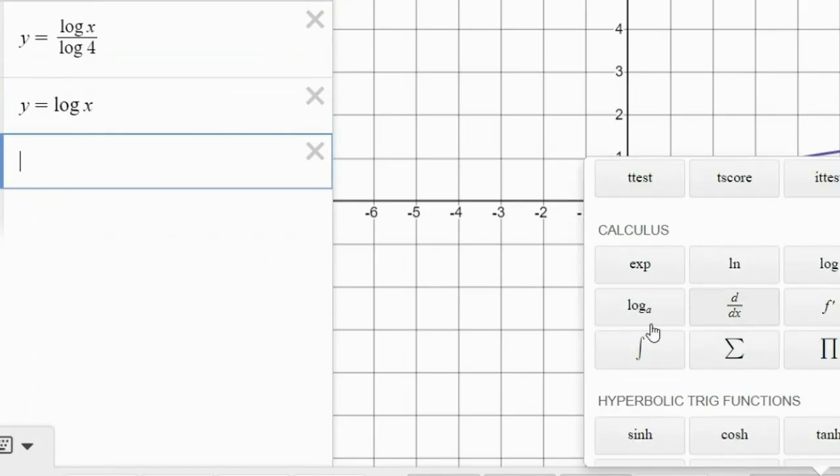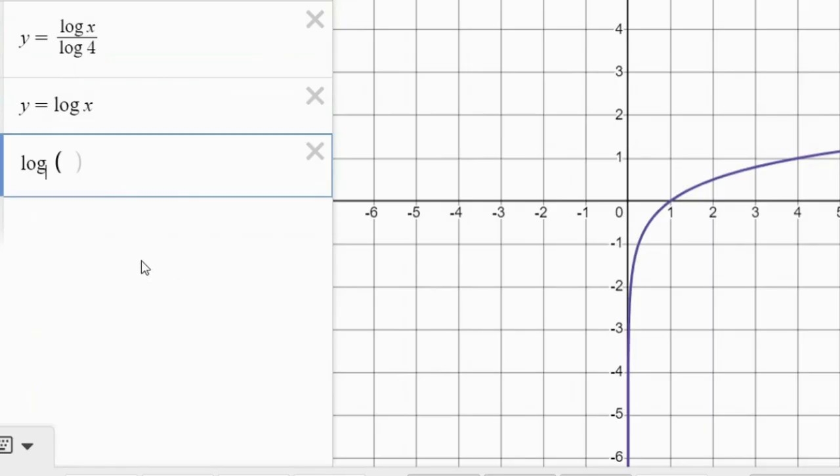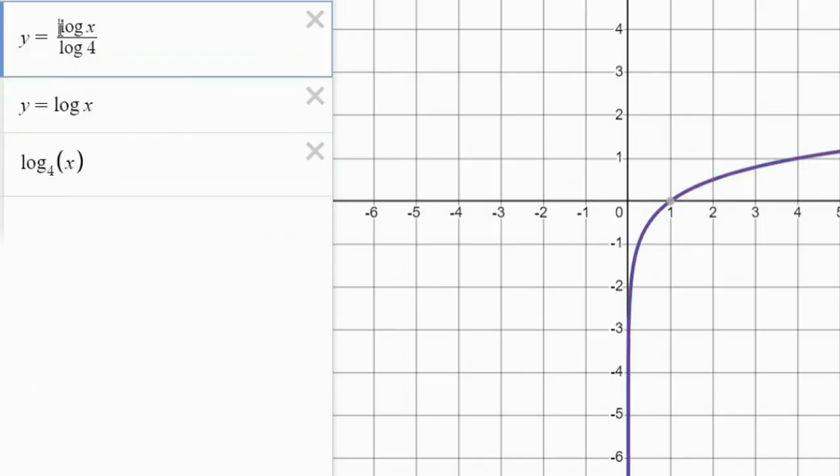Since Desmos lets us do different bases, let's put in a different base to prove to ourselves that it is the same one. Go down to the log right there. Log base 4 of x. Now look, see the red graph is the exact same graph as the purple graph. So this works. You can just type log x divided by log 4 using base 10, and that's the exact same graph as log base 4 of x. So that's handy to know.